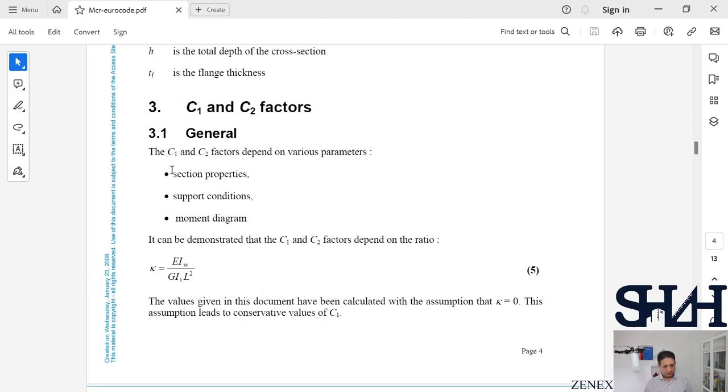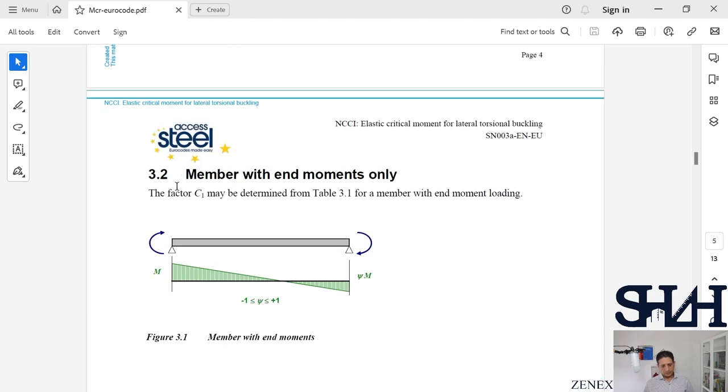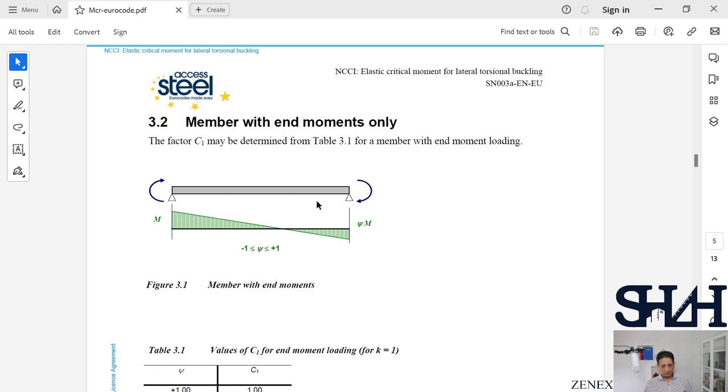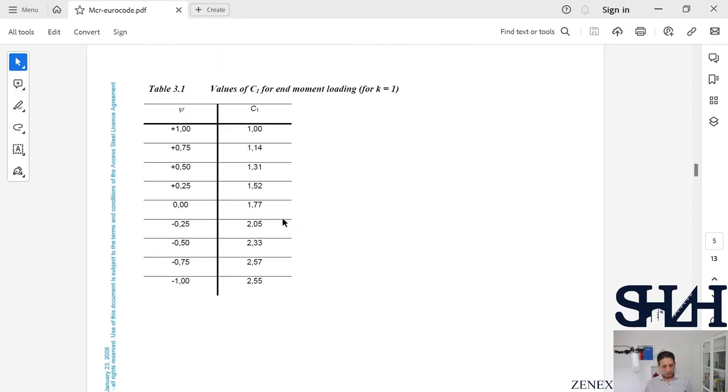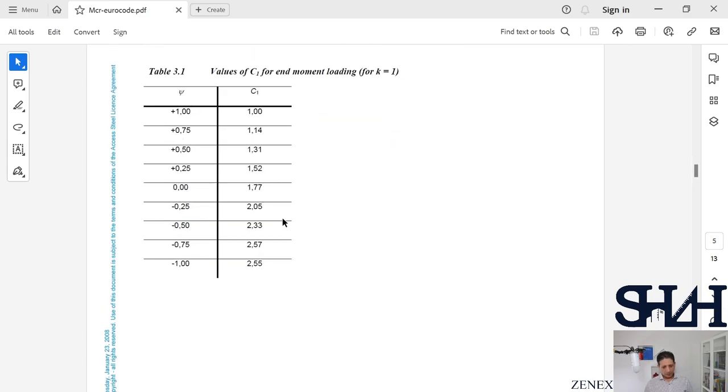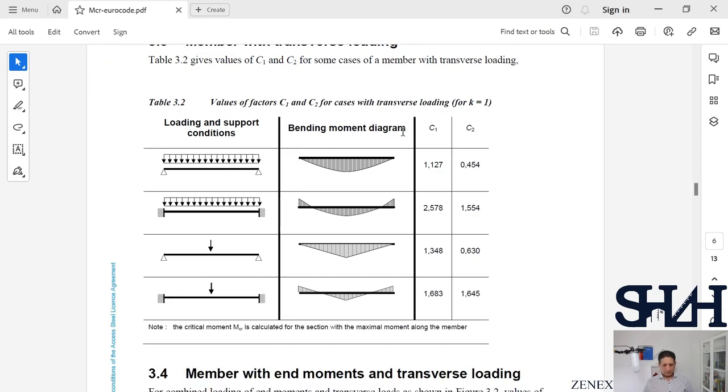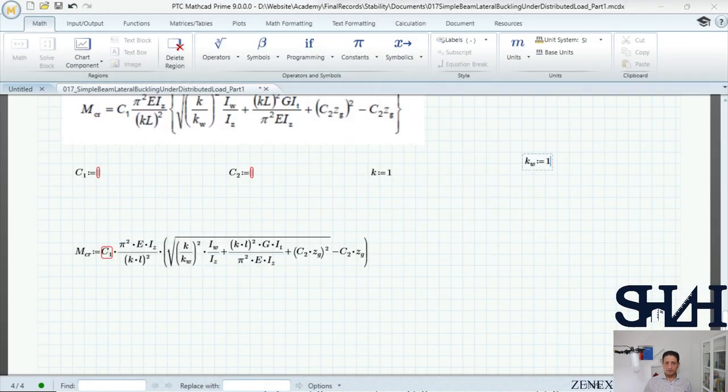So in general, we can calculate C1 and C2 for different beams. Here in section 3.2, you can see that for members with end moments only, it means that you do not have any load between the supports or lateral restraint, you can calculate C1 from the given equation, and C2 doesn't affect the calculation. And then for members with transverse loading, C1 and C2 are given in table 3.2. C1 is taken as 1.127 and C2 is taken as 0.454. So these two values can be taken for our case. However, our case is a little bit different because we have fixed supports in terms of rotation about the longitudinal axis. But we can fix it with another coefficient later. So here, C1 is taken as 1.127 and C2 is 0.45.